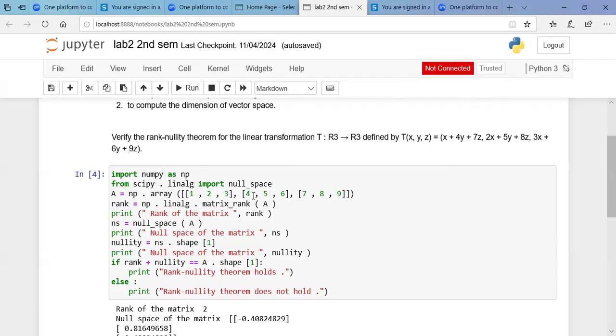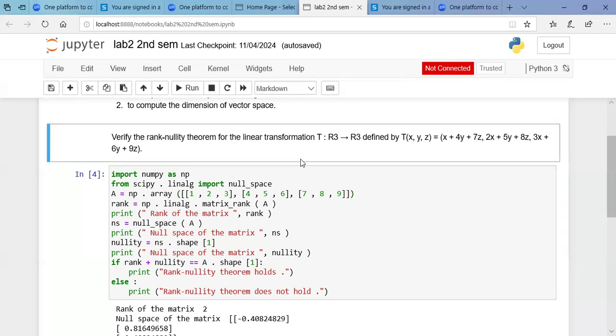Similarly, the coefficients of y are 4, 5, and 6, so they are in the second row. Then 7, 8, 9 are the coefficients of z, so they are present in the third row of the matrix.